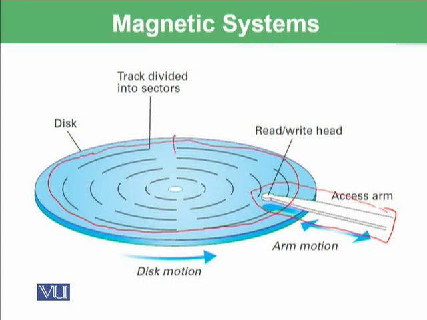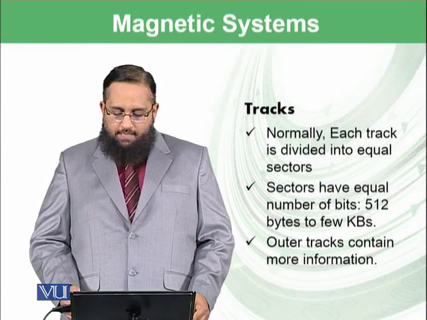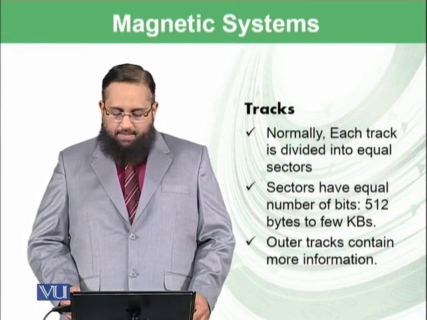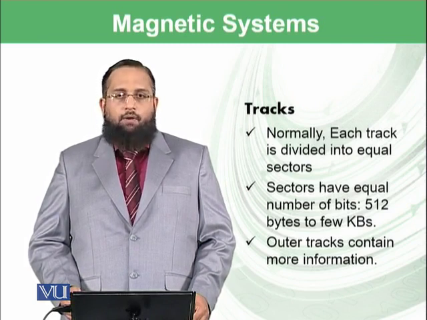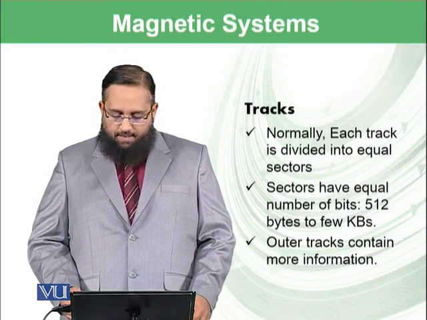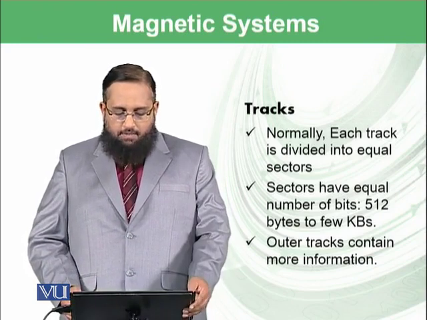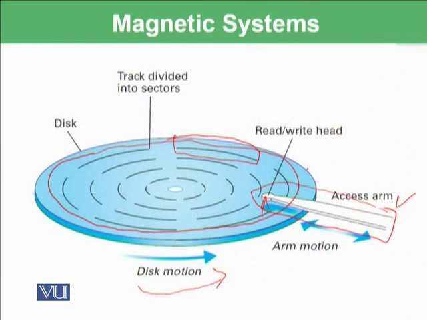And each track you can see has different sectors. So data is read by the access arm, which also has a read-write head available here, and the disk is moving in this direction. So each track is divided into equal sectors, and sectors have an equal number of bits. About 512 bytes to a few kilobytes are contained in each sector. And outer tracks contain more information because you can see that outer tracks are comparatively large in area.